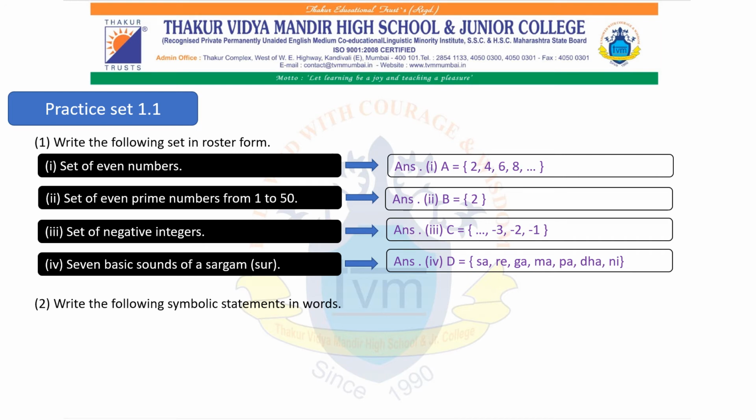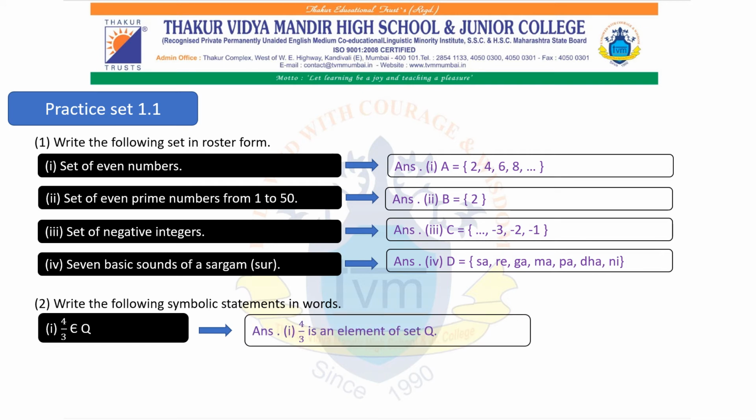Question number 2. Write the following symbolic statement in words. Now it will be given in a symbol form. We have to write in a statement. First one, 4/3 element of Q, which can be written as 4/3 is an element of set Q.